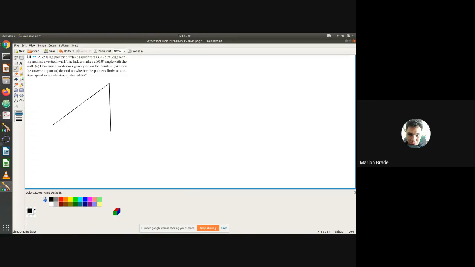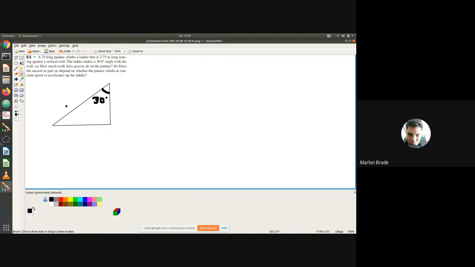Okay, I think I'll erase my drawing. Let's delete this one. So this is 30 degrees. The ladder makes a 30.0 degree angle with the wall. This is 30.0 degrees. And the question is, how much work does gravity do on the painter?